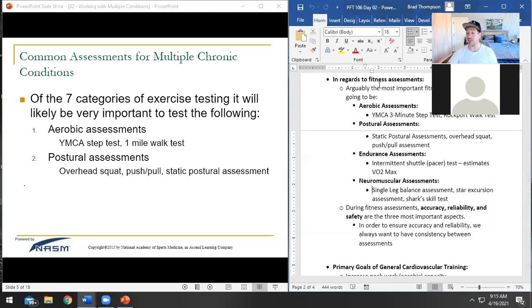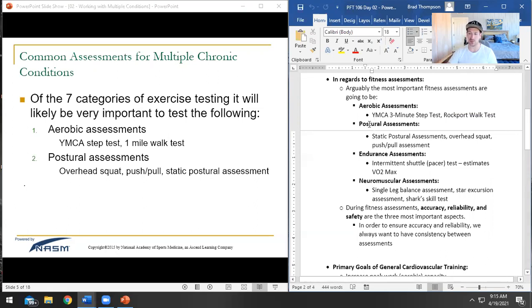Now, we do also have our postural assessments, right? So we've got aerobic assessments. Those are the two big ones. And then we've got postural assessments, right? Postural assessments looking at either static posture, which is literally just how your client sits in a neutral position, or stands, rather. And then we're also going to have dynamic postural assessments, which are assessments that occur during movement. So squatting.